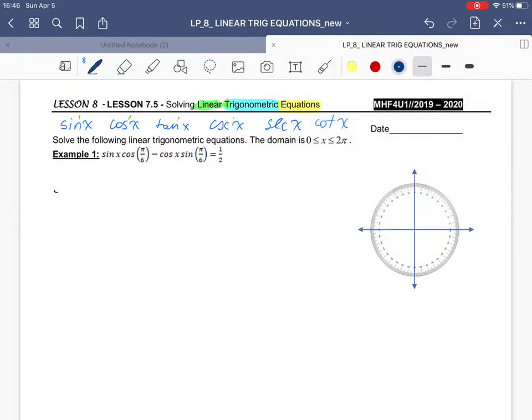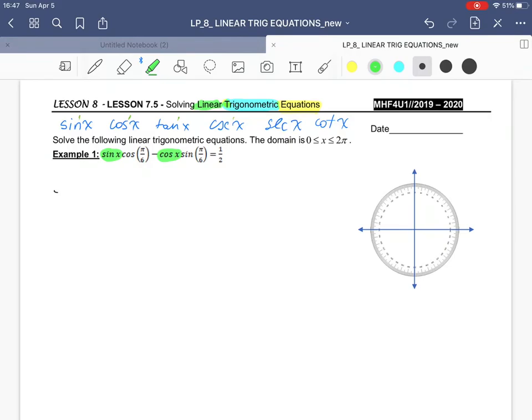So in our first example, we have sine x cos pi over 6 minus cos x sine pi over 6 equals 1/2. So normally when we are solving equations, what we want to see is a variable, and I just spotted one here. So we have sine of x, that's one of the variables. Cos pi over 6 is just a number, okay? So cosine of x, oh, that's another variable right here. And sine pi over 6 is just a number, so that equals 1/2. Normally or ideally we want to have one variable throughout the equation, but in this case we don't.